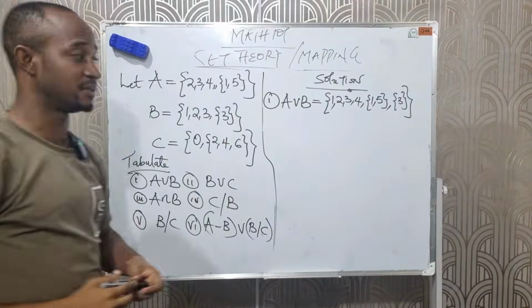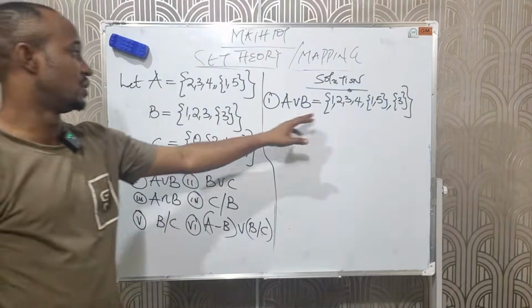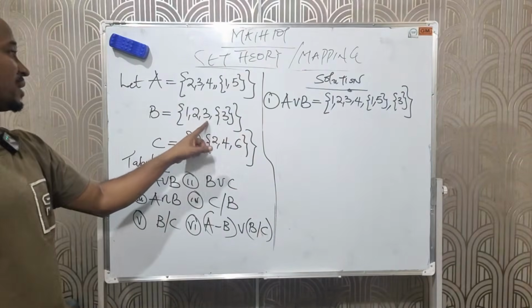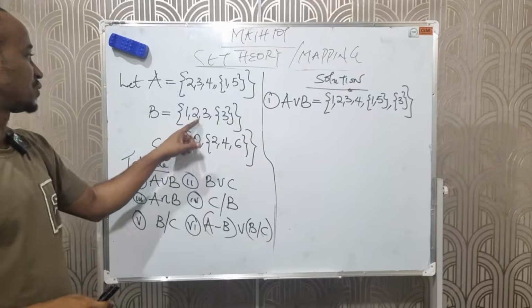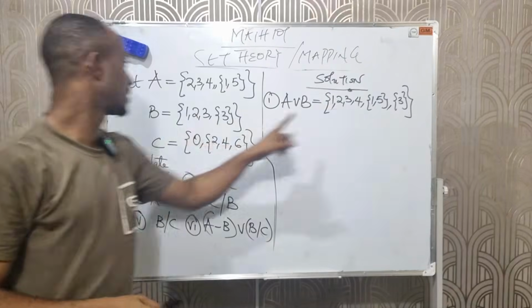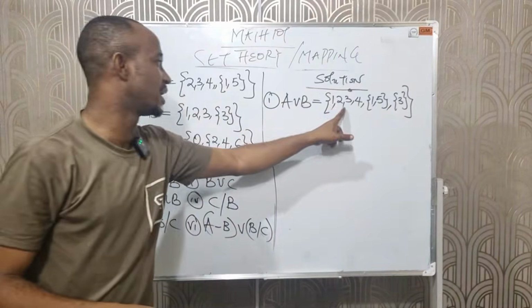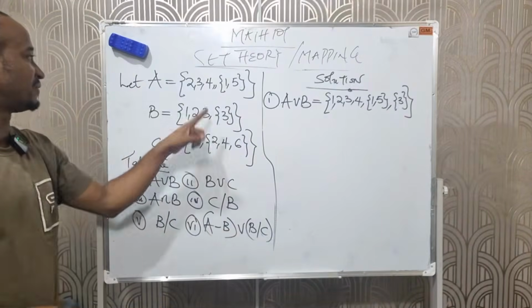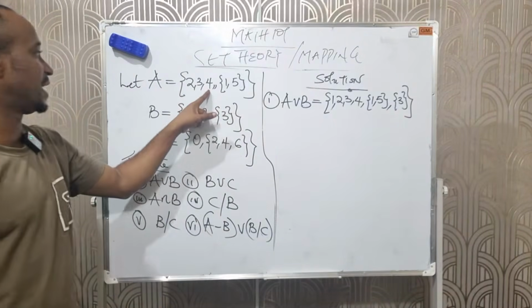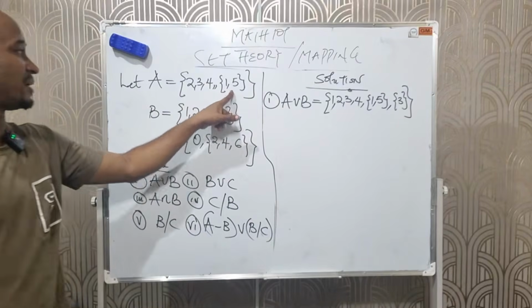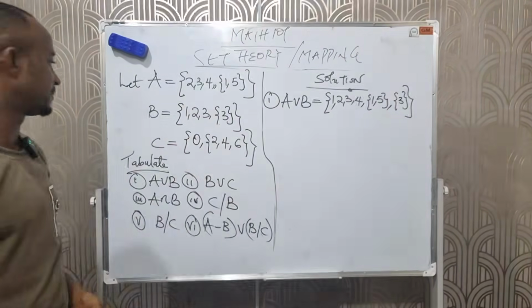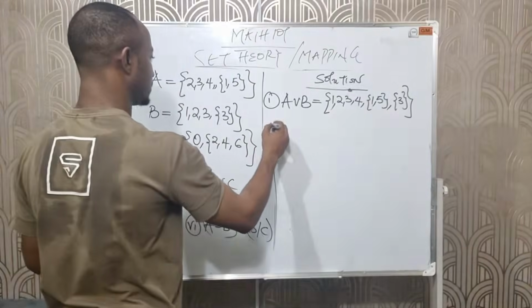This is the result here. This is our A union B. We have 1, 2, 3. Union means combine, but don't repeat any element. So we have 1, 2, 3 already out. Then we have 2, 3. I will not repeat them again. So the only element I've not indicated is element 4. Then followed by set 1 and 5, and set 3.